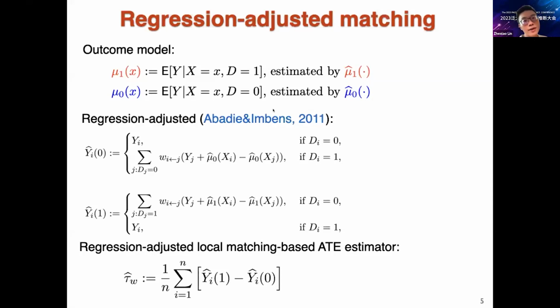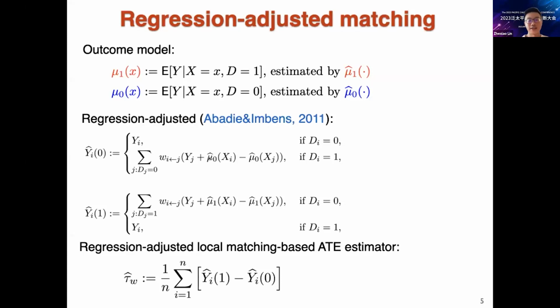So how can we incorporate the regression adjustment, or these two estimated outcome models, into our estimators? We'll follow the way proposed by Abadie and Imbens. For example, we consider a unit in the treatment group, and if we want to estimate its counterfactual outcome, instead of simply using yj, we'll use yj plus mu hat xi minus mu hat xj.